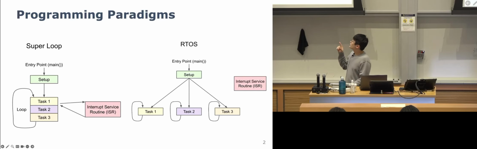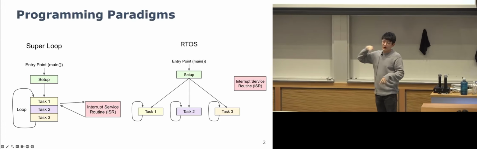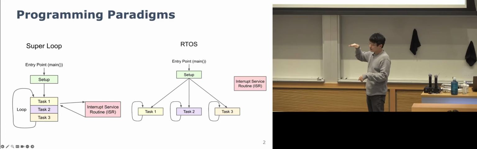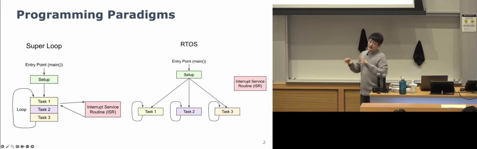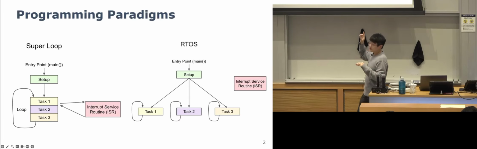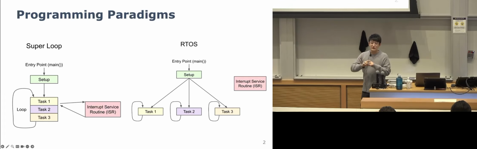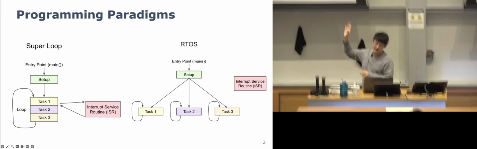It's a real-time operating system. Instead of having one super loop that does every task in sequence, this one has each of the tasks laid out in parallel, and each task can be executed based on its priority or its order. So how is this implemented? This can also work together with ISRs.